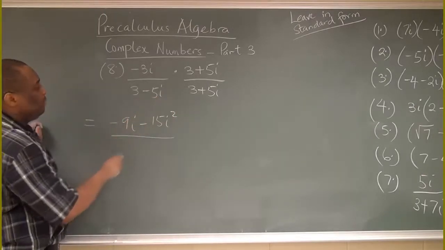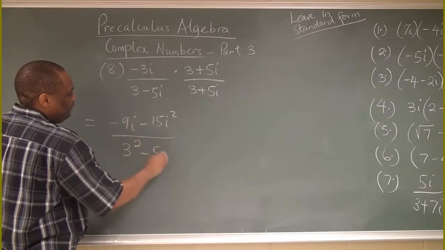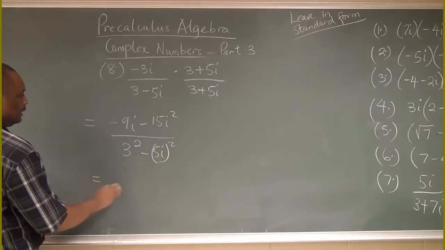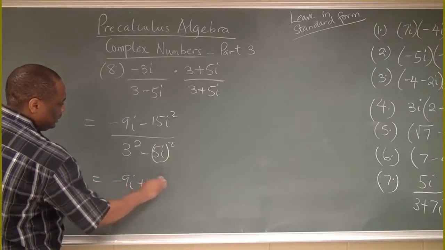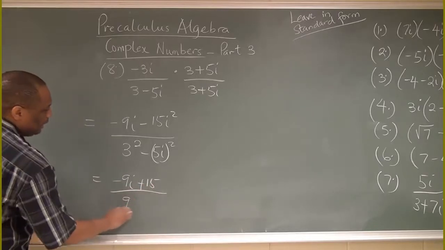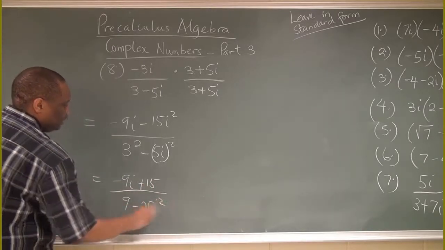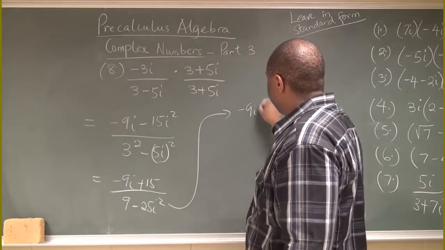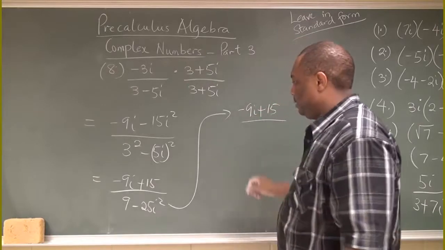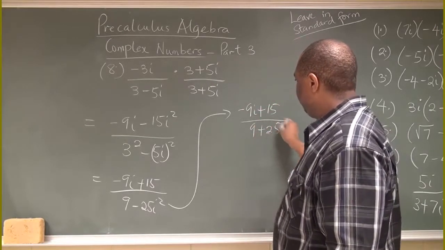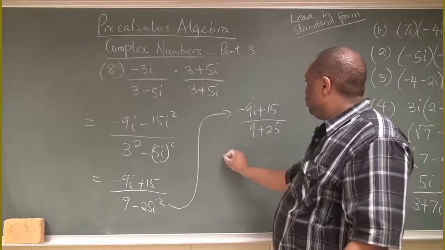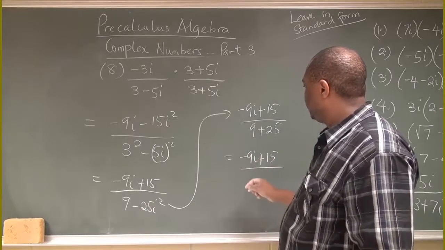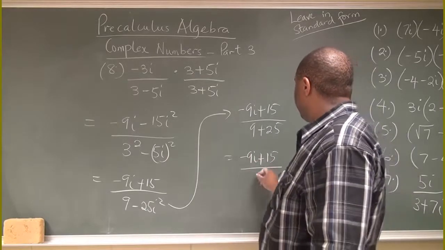This is difference of two squares: 3 squared minus 5i all squared. So this will give us negative 9i plus 15 all over 9 minus 25i squared. And this will be negative 9i plus 15 all over 9 plus 25, which is negative 9i plus 15 all over, 25 plus 9 is what? 34.